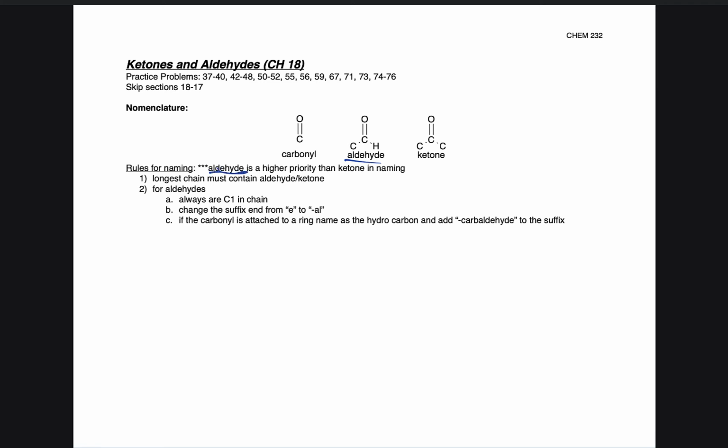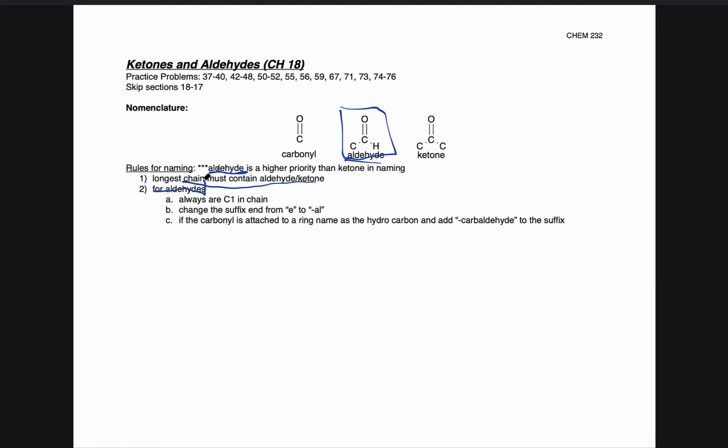Aldehydes in general take higher priority than ketones in naming, mostly due to the fact that aldehydes, right, are kind of at the end of carbon chains because of the hydrogen at the end there. So the longest chain must contain the aldehyde or the ketone. So no matter how we're naming it, we need to make sure the aldehyde or the ketone is taking the higher priority, right, or the lower number.